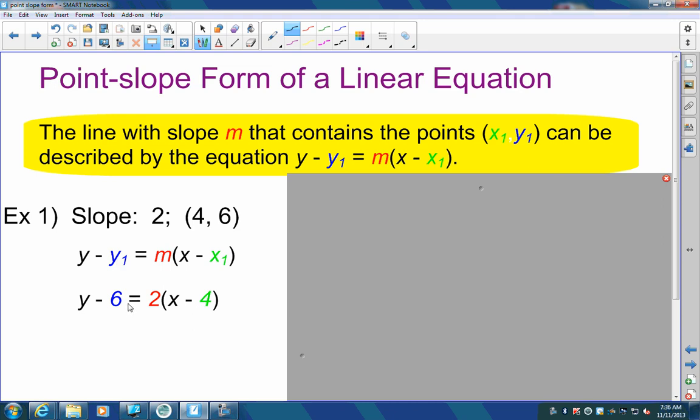Now, say that we plugged in those numbers, but we're looking at a graph and trying to figure out what the equation of the graph is. We should be able to rewrite this equation into slope-intercept form. So on your boards, write this down right here. We're going to just start right here. Y minus 6 equals 2 parentheses x minus 4.